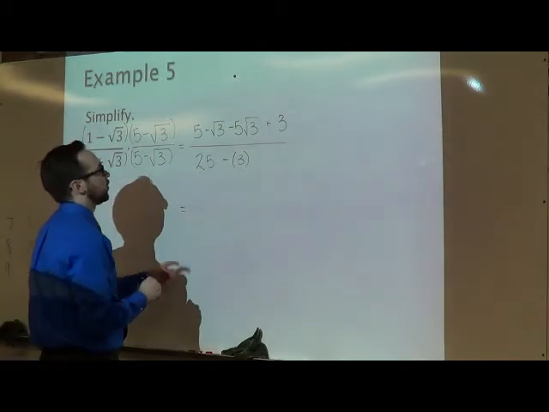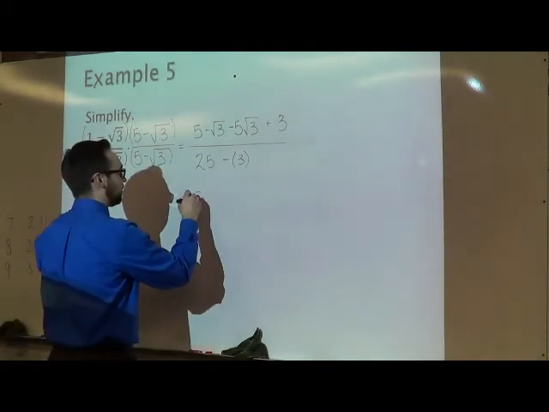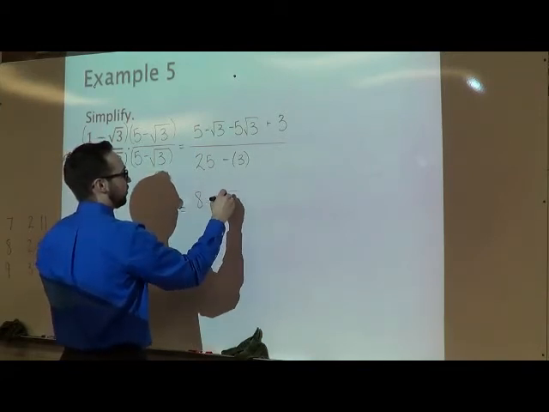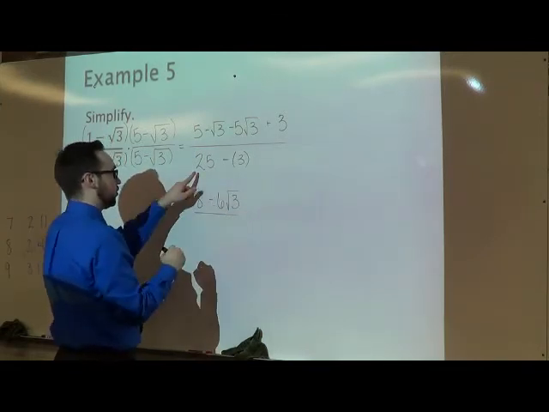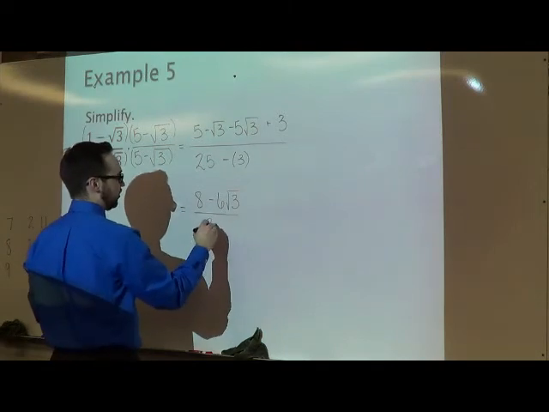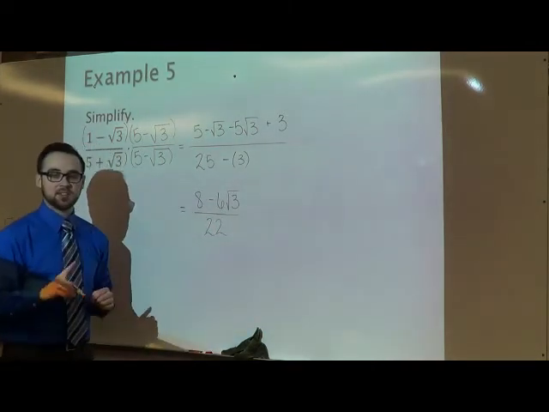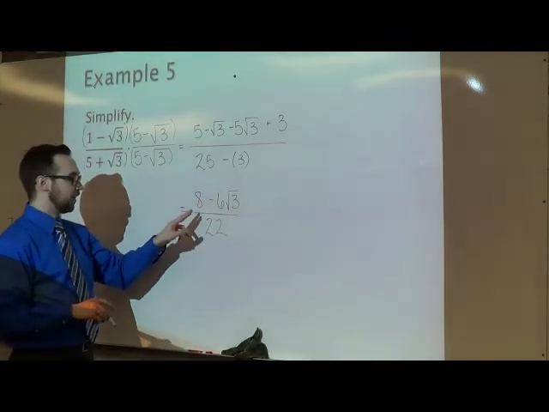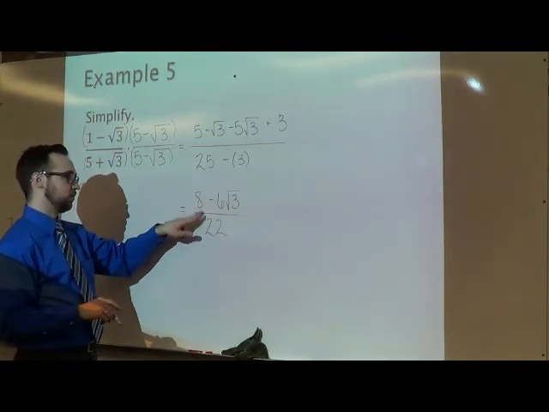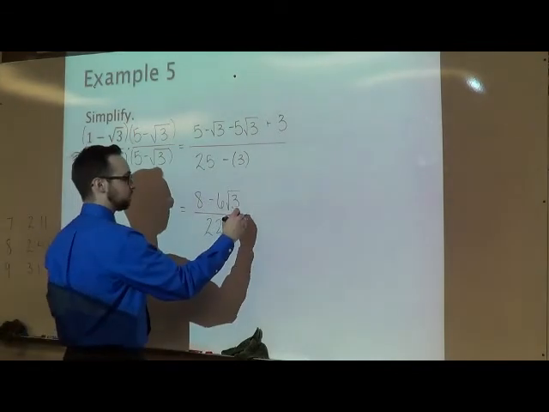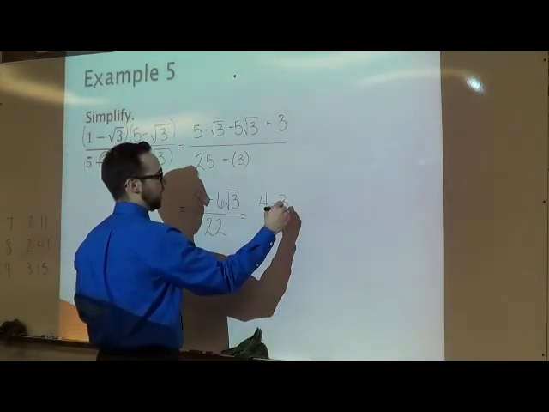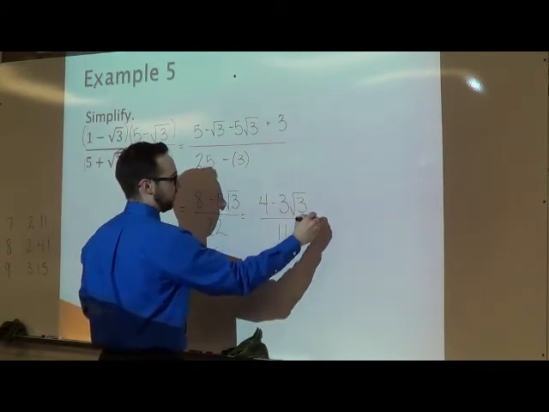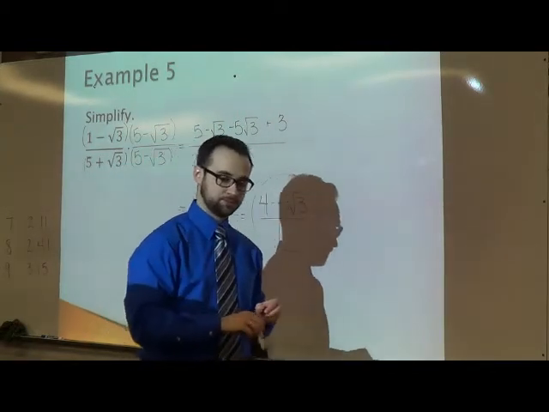We write that. We have 5 plus 3 is 8. Minus and minus gives me a minus 6 square root of 3. All over 25 minus 3 is 22. Now we can simplify. We cannot simplify the radical, just like the quadratic formula. The only way I can simplify is these three whole numbers here. They can all divide by 2. So we get 4 minus 3 square root of 3 all over 11. And that's our final answer.